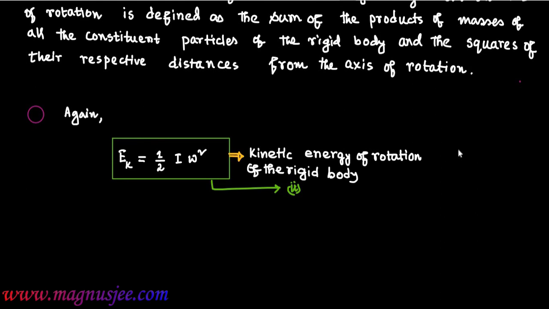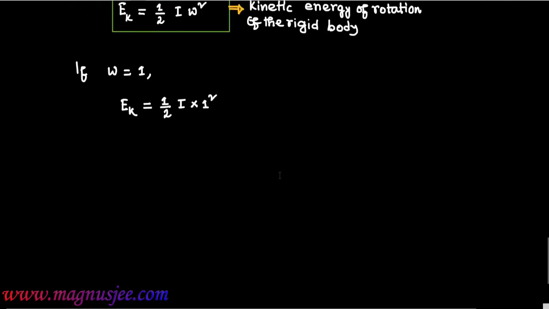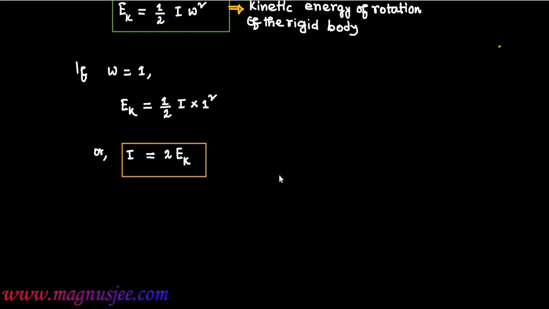Again, Ek equals 1 by 2 I omega square. That is the kinetic energy of rotation of the rigid body, and that is from equation 2. If omega equals 1, then Ek equals 1 by 2 I into 1 square. Therefore, I equals 2 Ek. So moment of inertia is twice the kinetic energy, I equals 2 Ek, provided omega equals 1.